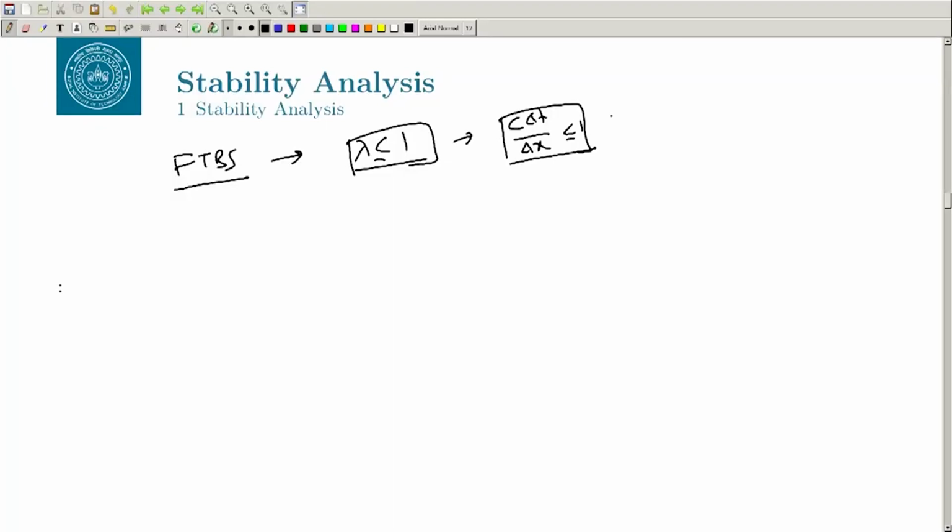We will in the next class use the von Neumann stability analysis, the way we are doing, and we will see if we are getting the same thing for the FTBS scheme.